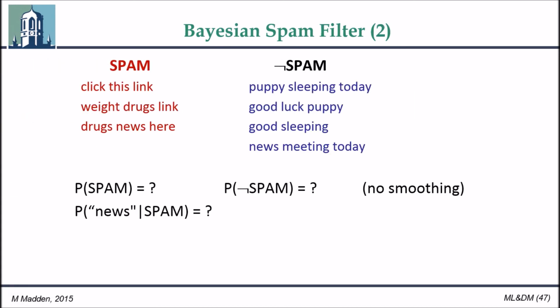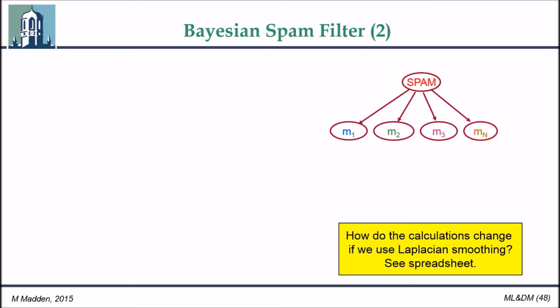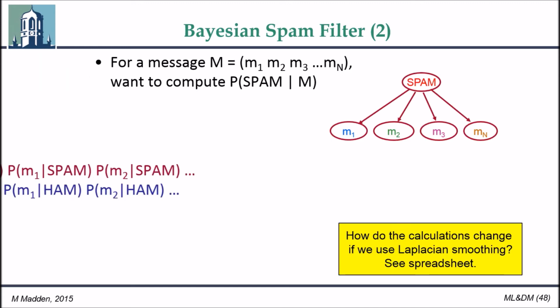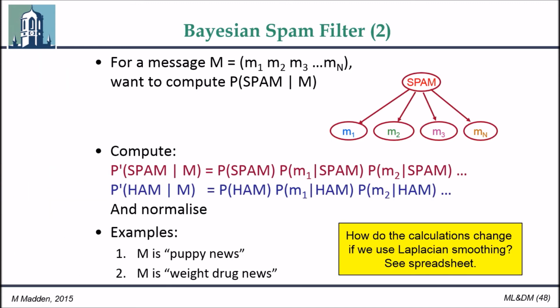Having run through all of that, we are now finished for today. So we've seen how the naive Bayes works, and we've seen how the Bayesian spam filter works. And we've also even seen how the calculations change if you use Laplacian smoothing.